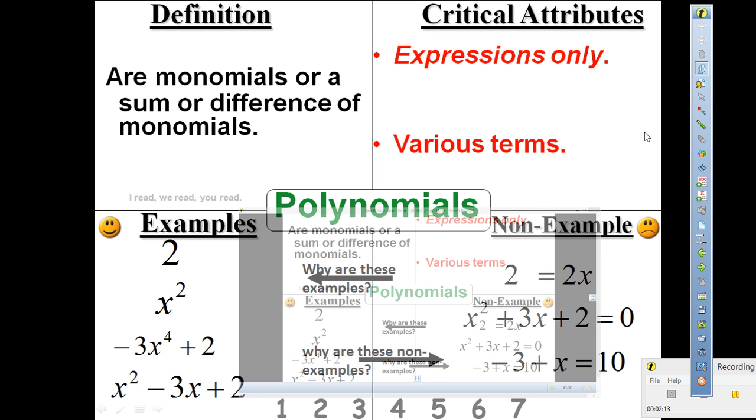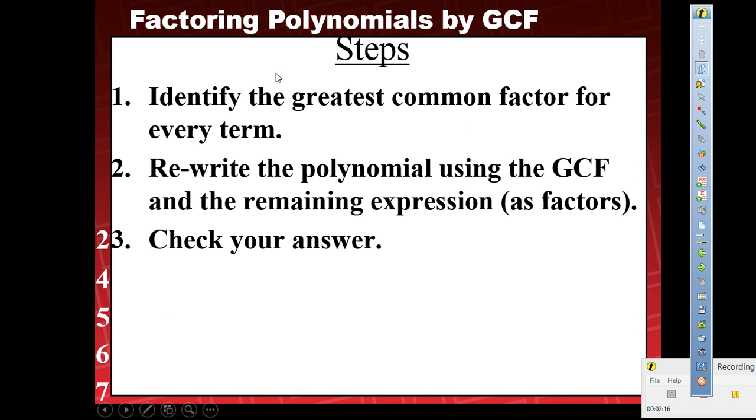Steps, write this down, please. Step 1, identify the greatest common factor. On these, you can abbreviate. Instead of writing greatest common factor, what can you write? GCF. Very good, GCF. So it says, identify the GCF, rewrite the polynomial using GCF and the remaining expression, and check your answer. Copy that, please.